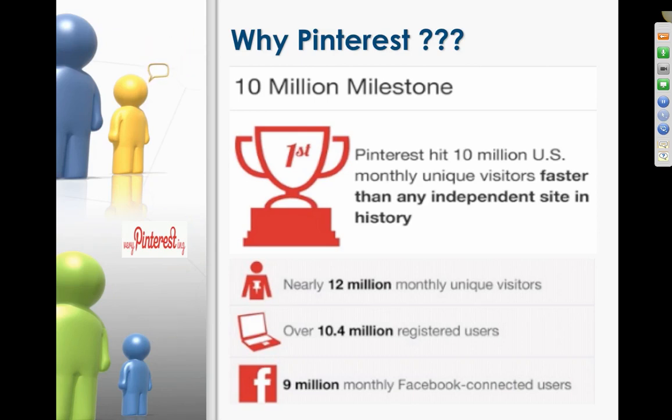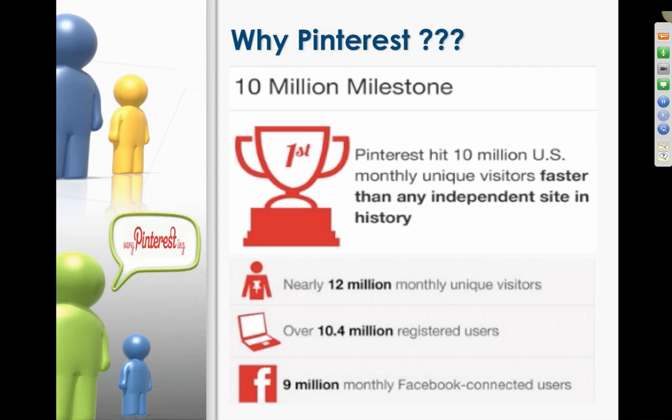These stats are from June 2013: 12 million monthly unique visitors, which is significant in and of itself, 10.4 million registered users, and 9 million monthly Facebook connected users. Pinterest is one that has been around for a few years now, has proven itself, and has really taken off over the last two years.